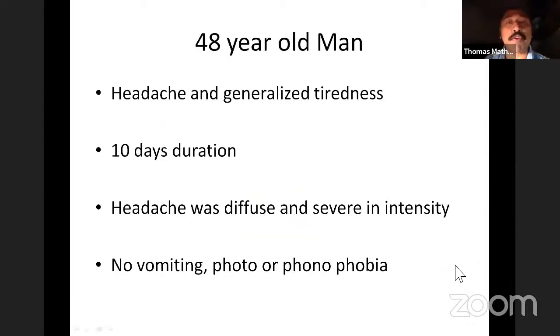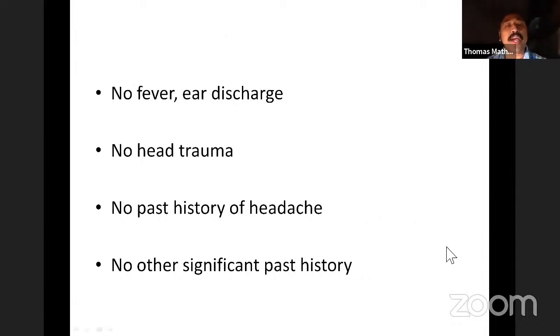So this is the story of a 48-year-old man who came with headache and generalized tiredness. I was in the outpatient department, this is some 3 months back. He told me, sir, I have continuous headache, which is going on for the last 10 days, but I'm very tired, unusually tired. Usually migraineurs also have tiredness, but we could see that he was very much tired, a little pale. The headache was diffuse and severe in intensity, but there were no associated features. He had no vomiting, no photophobia, no phonophobia, no fever, no head trauma, no past history of headache. So this is a first-time headache.